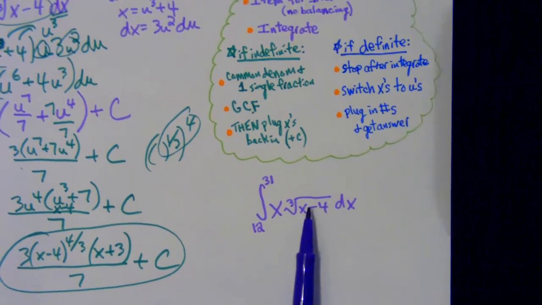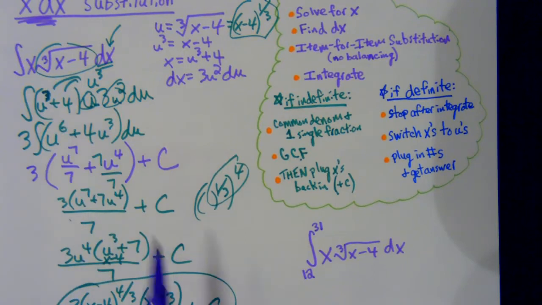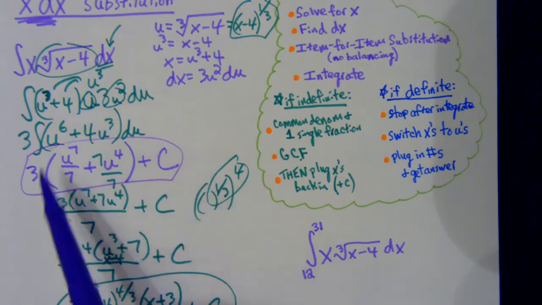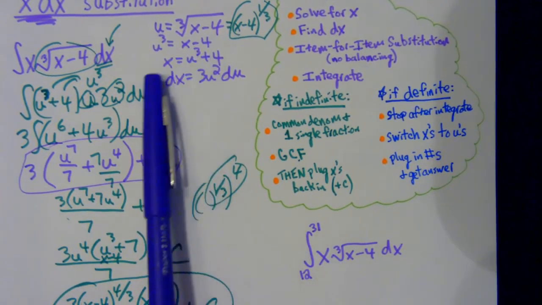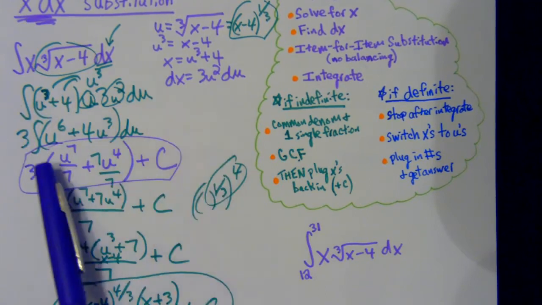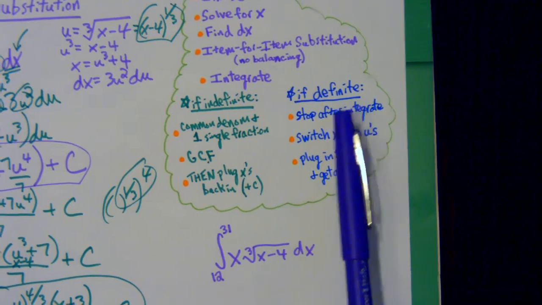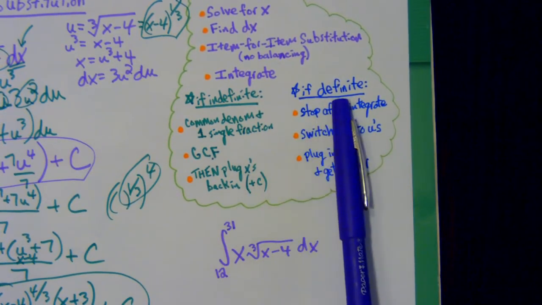Now, notice that this is the same exact thing as this. So I'm not going to do everything from scratch. I would do everything exactly the same until I got to this part right here. So I would choose u equals the radical, solve for the x, find the dx, do item for item substitution, and integrate it. And these are separate steps here. If it's a definite integral, you don't have to do all that extra work. You could stop and plug in your numbers right away.